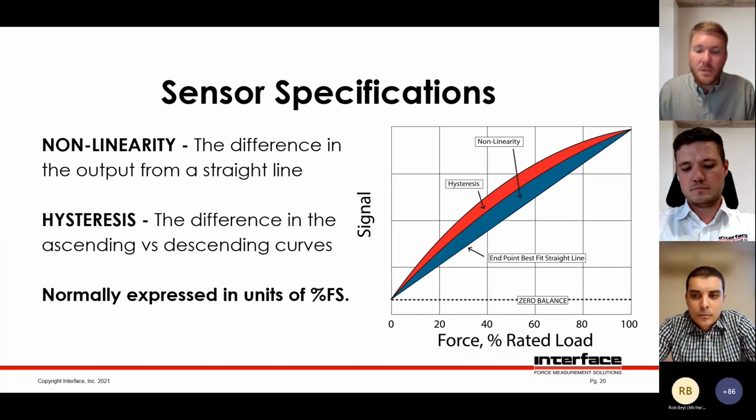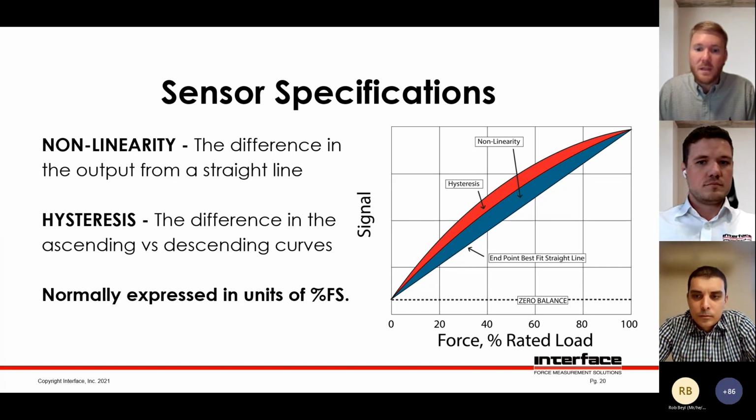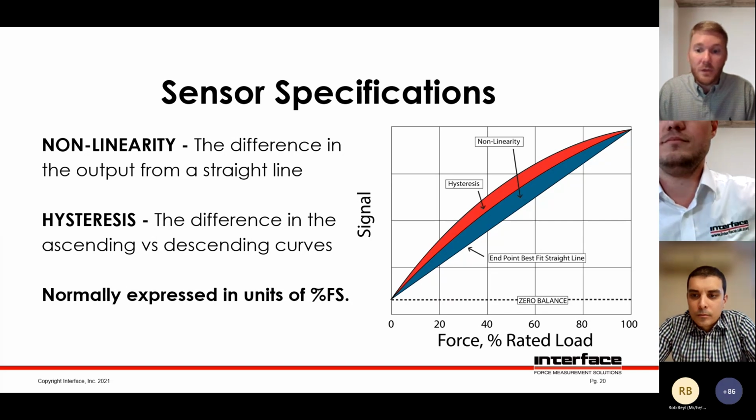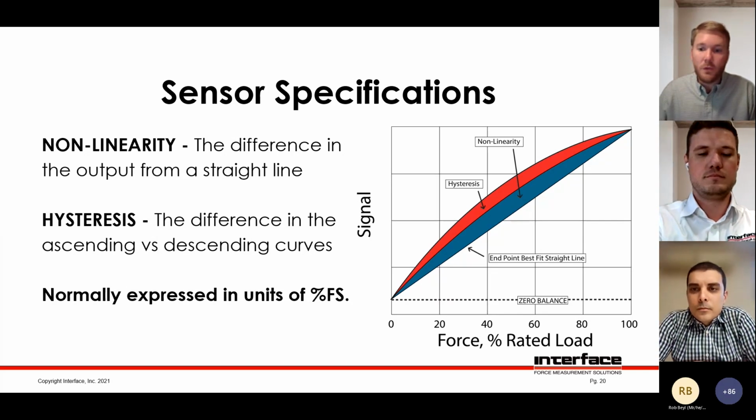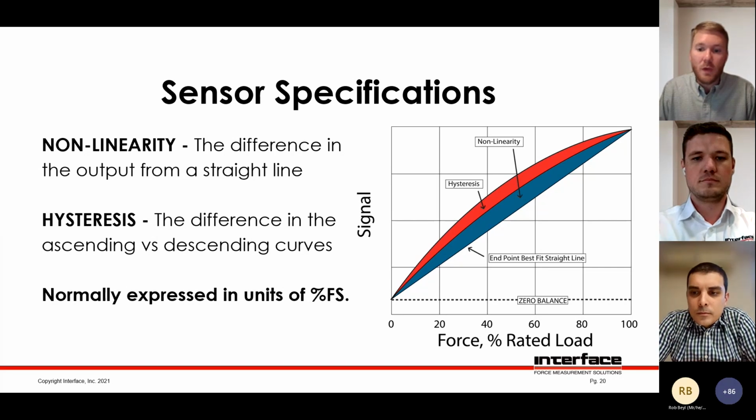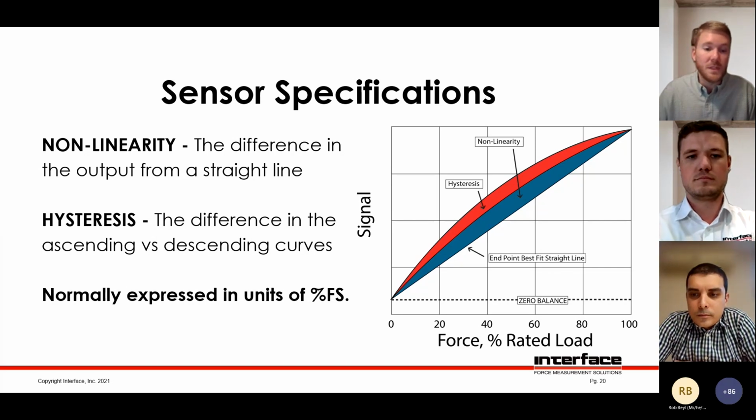This is a good example of a spec you might not care about if you're not taking into consideration any descending data points. The hysteresis may not be all that important to you. But if you want to take a point on the way up and the way down, then you need to know. We do offer special calibrations around the points that you are loading to reduce these errors if necessary.